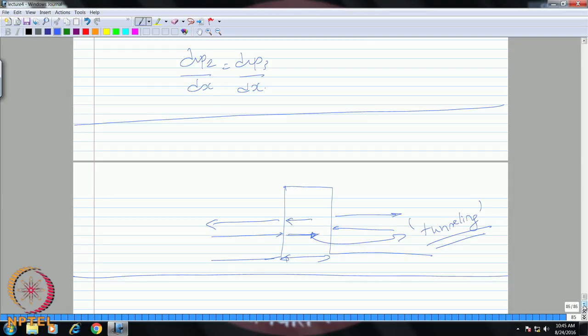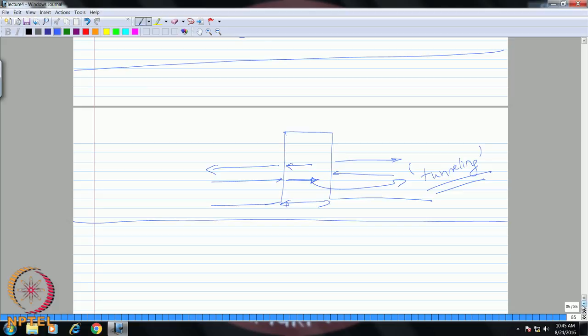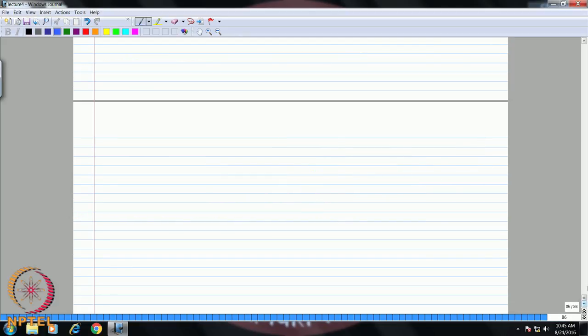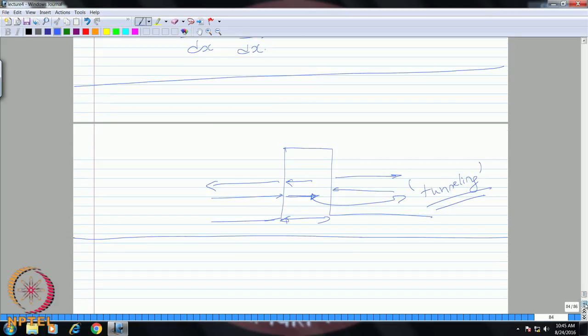So, we will not have much time to go into all these details, but nevertheless I hope now you have some basic idea about how to use the Schrodinger's equation, solve simple problems. And what I would like to do is then move on to the next topic.